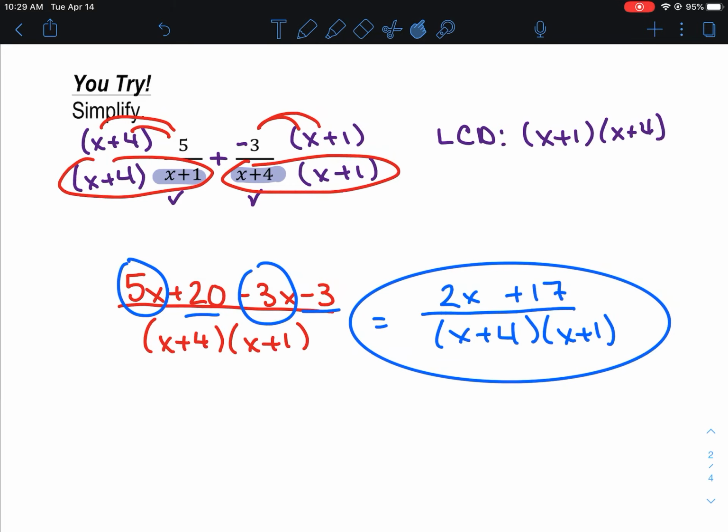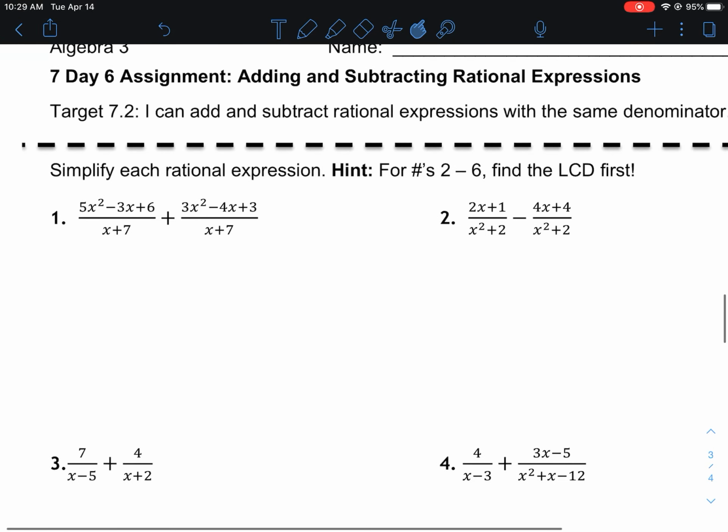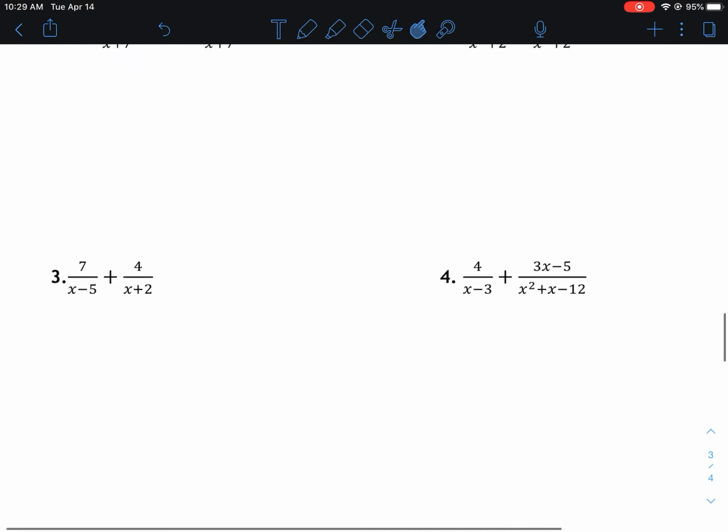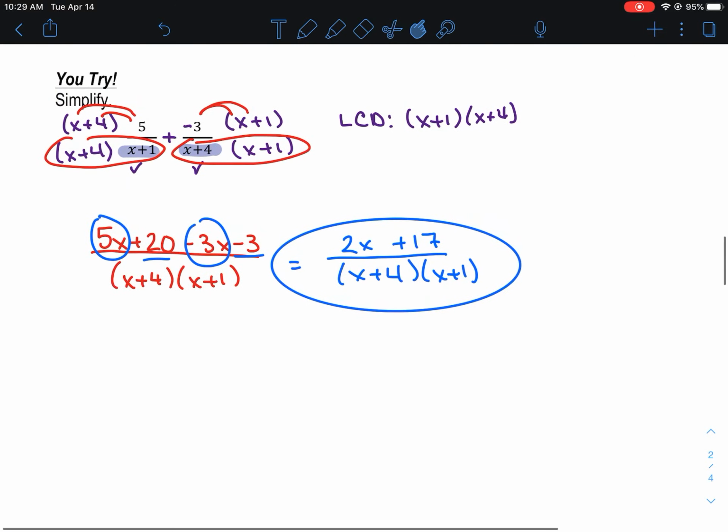So what I would like you guys to do is go ahead and try the assessment. Some of these have like denominators, some do not. So if they have like denominators, it's like Monday, Tuesday. If not, you need to make like denominators based on the notes we just did. And go ahead and submit all of it, the notes and the practice.